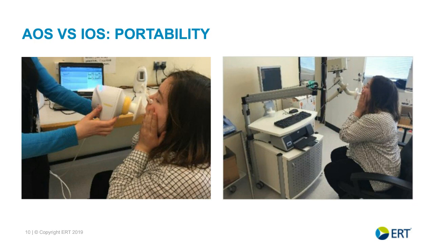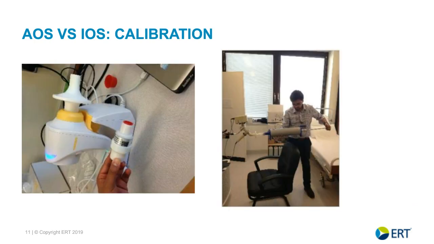The second big difference is ease of use, and specifically calibration. On the right, you can see my fellow with that big 3.5 litre syringe trying to calibrate the Jaeger MasterScreen IOS device. Takes time. And on the left, a much simpler way to calibrate the AOS Tremor Flow machine using the calibration device you can see there.